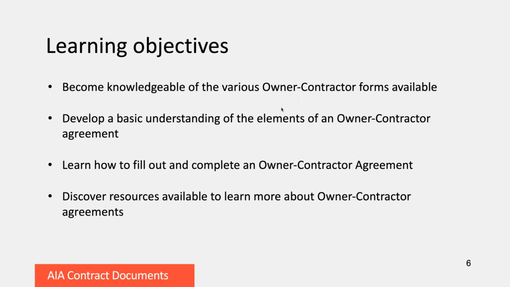So what we're looking to do today is, first of all, we want to look at the various owner-contractor forms that are available. There are quite a few of them for various and sundry different purposes. Want to develop a basic understanding of the elements of these agreements and then learn how to fill them out. There's a lot of information that is required of the people who are executing the contracts to enter into the document before they actually sign. And then we'll look a little bit at the resources that are available to help you do just that.